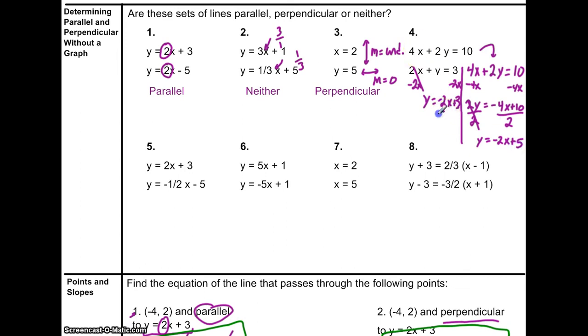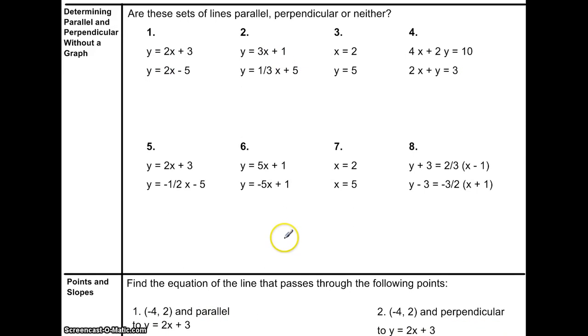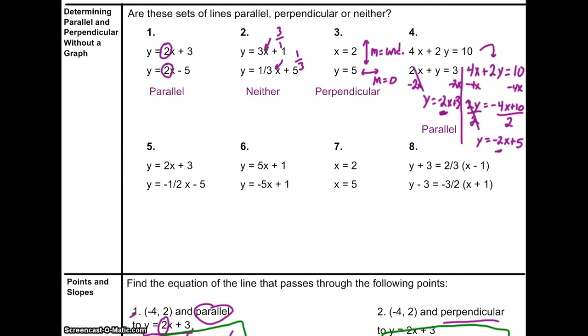And look at this. The slopes of both those lines are negative 2, right? Negative 2x plus 3 and negative 2x plus 5. Since the slopes are equal, the lines will be parallel. Now that you've seen 1 through 4, go ahead and try looking at 5, 6, 7, and 8. Again, the answers will be up in 3, 2, 1.